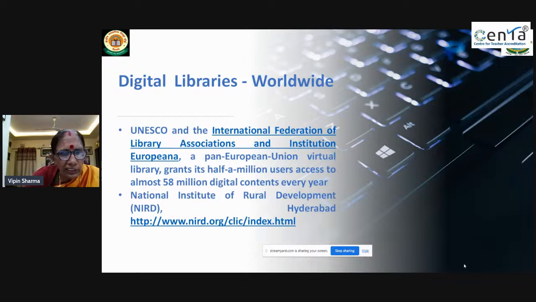Now, there's the National Institute of Rural Development, Hyderabad. This is in Kolkata. So these are the best digital libraries I'm talking about.